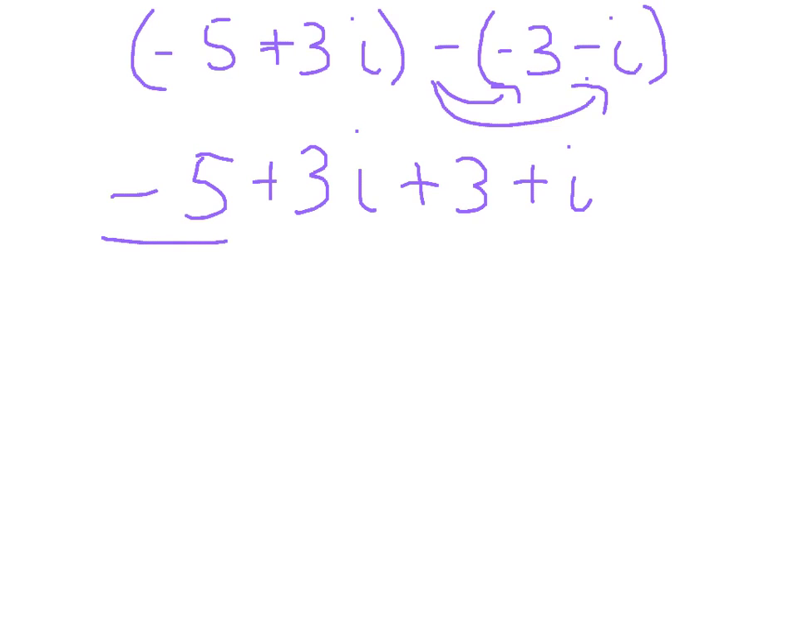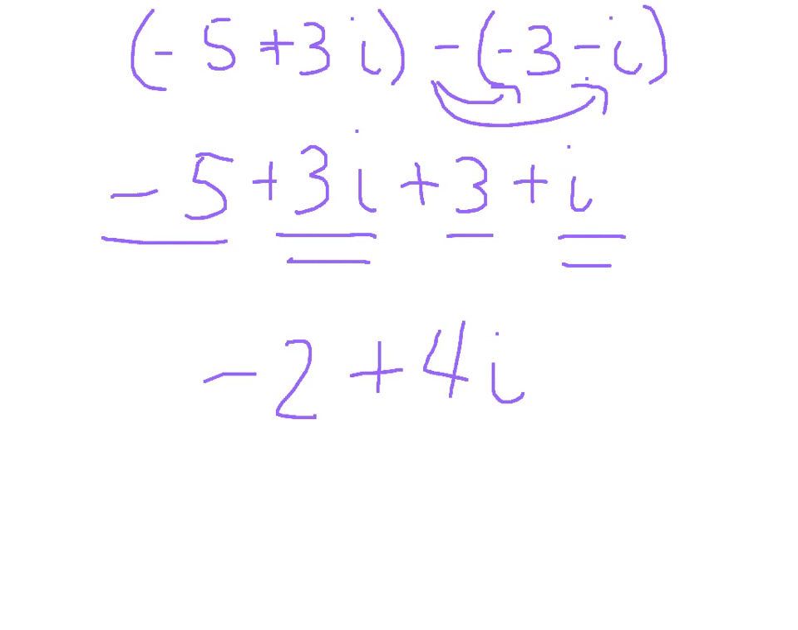Then I'm going to combine the real parts, and I'm going to combine the complex parts. Negative 5 plus 3 is negative 2, 3i plus 1i is 4i, and remember, when you're writing complex numbers, you write the real part first, right here, and then you write the complex part second.